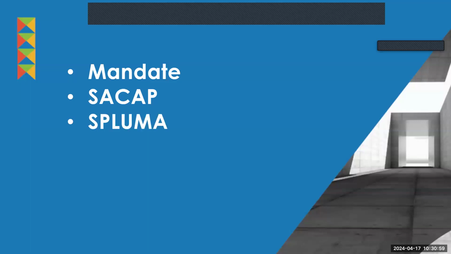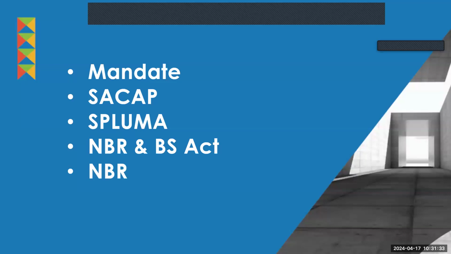Then I'm going to talk a little bit about SPLUMA, which is the Spatial Land Use Management Act, that has replaced quite a lot of previous acts regarding land use development. Building line relaxations, etc., for instance, now fall under that. Then we're going to look at the National Building Regulations and Building Standards Act and a few requirements in that, so that we can have a better understanding of why local authorities are asking us to comply with certain things. And then obviously the National Building Regulations itself.